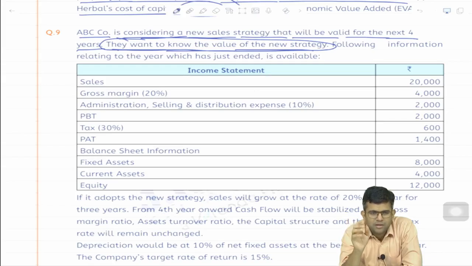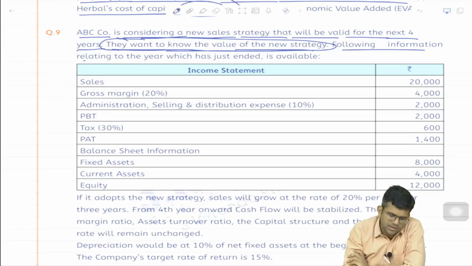So let's say if I don't implement the strategy, my value is 100 rupees. If I implement the strategy, my value is 120. That means the value of the strategy is 20, no? It is because of that strategy that my value increased by 20. Everyone clear till here? Okay.